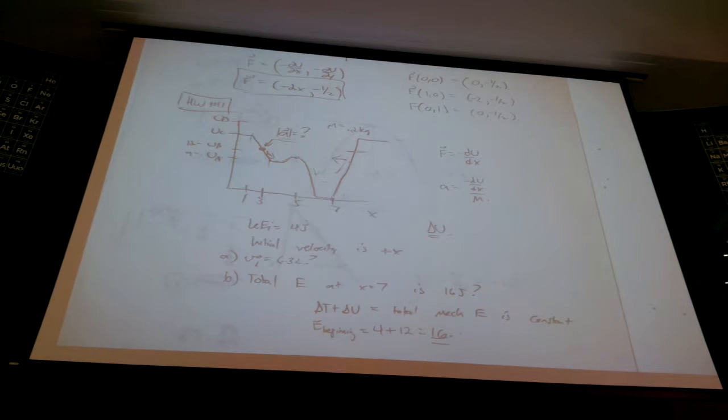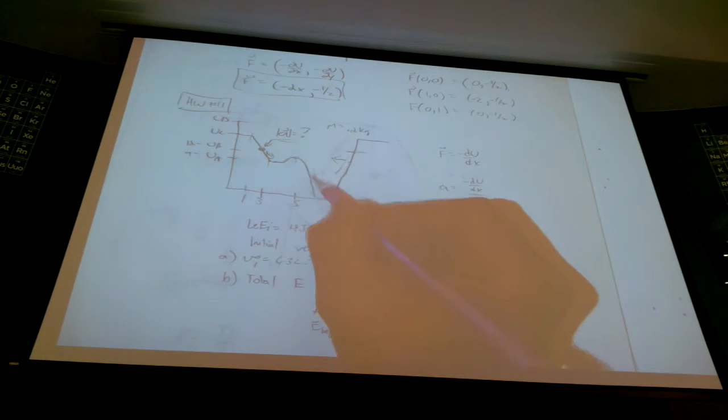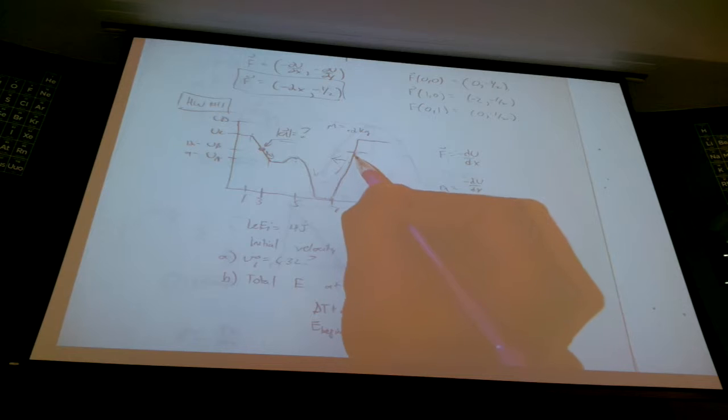And the question says, it'll turn around before it gets to x equals 5. No, it'll go past x equals 5, because it has enough energy to keep going. It'll keep going until it gets to whatever this point is, and then it'll turn.